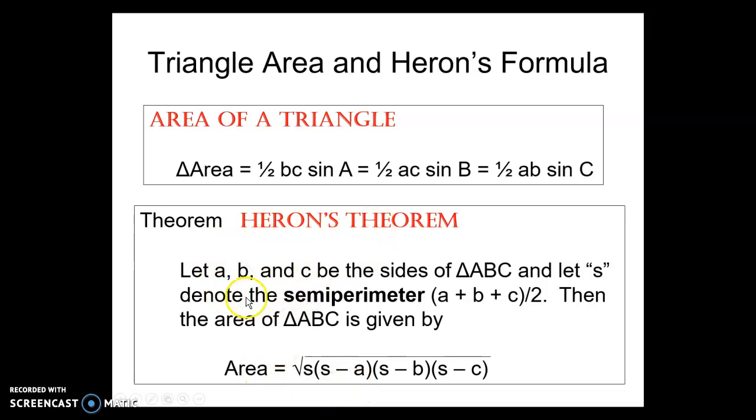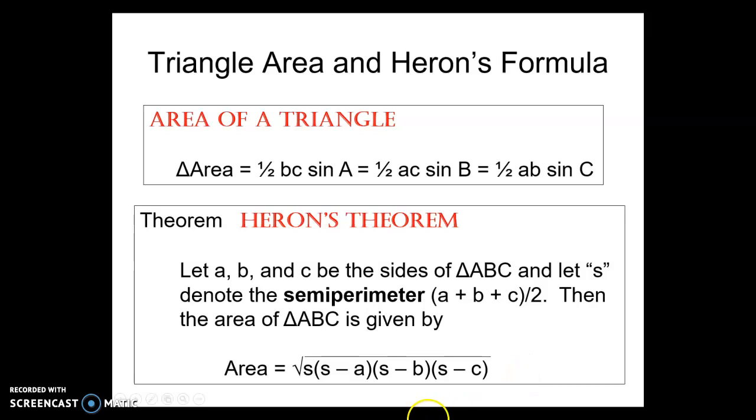Okay, so Heron's theorem. A, B, and C are the sides of a triangle ABC. Let S denote the semi-perimeter. Semi-perimeter is actually half of the perimeter. Perimeter is all the sides added up, so add them all up and divide by 2. This is another formula you can use to find the area.